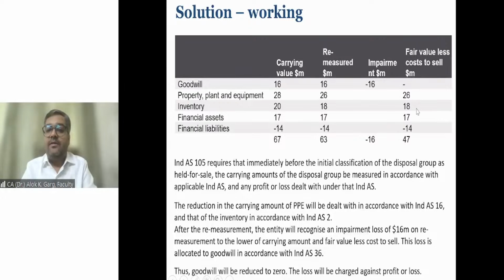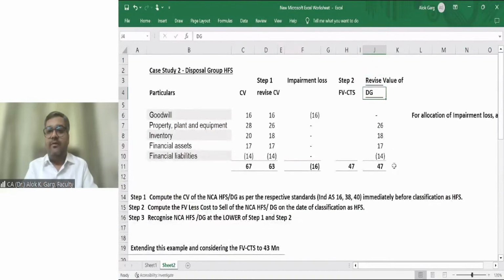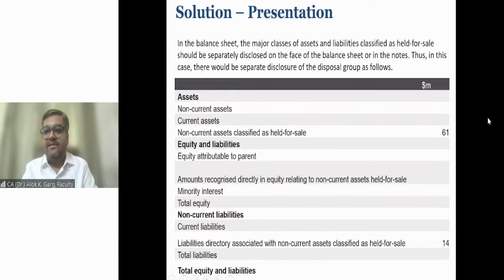Friends, if you see the revised carrying value, what is the value of the asset? The value of the asset is 61 million. And what is the value of the liability? 14 million. Net value is 47 million. So the asset has to be shown on the asset side, and the liability has to be shown on the liability side, right? So the presentation in the balance sheet would be like this.